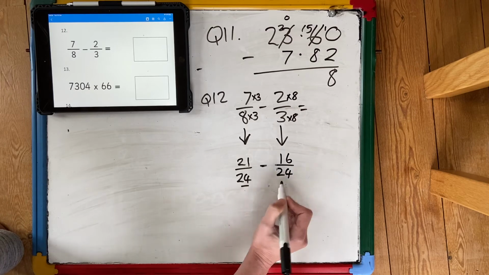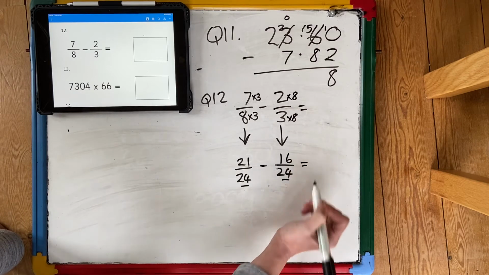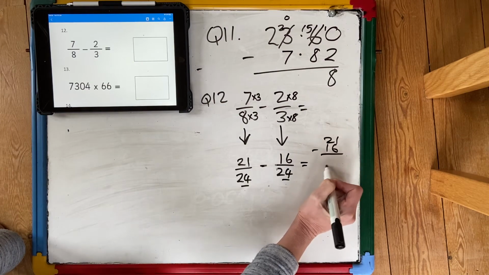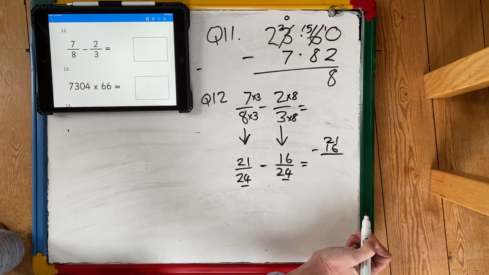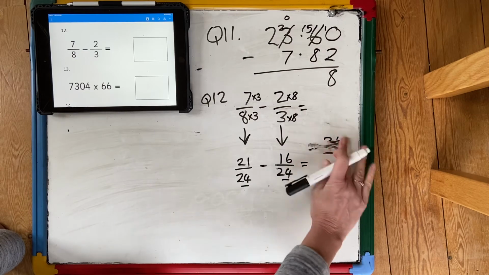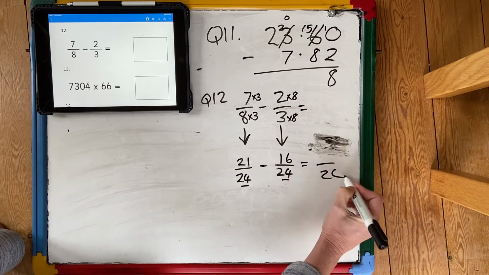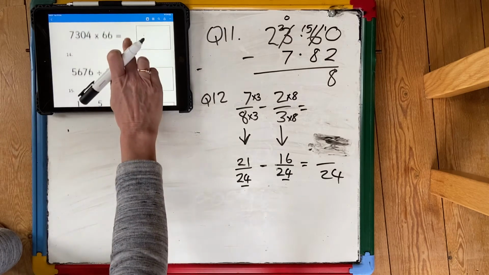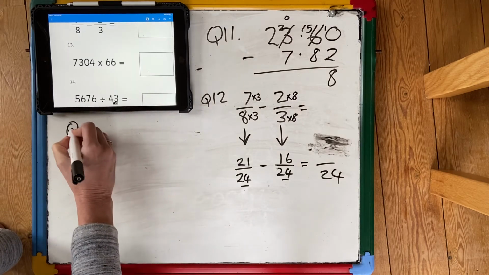Now my denominators are the same. I can now do the calculation. 21 subtract 16, or find the difference between 21 and 16. And then your answer will be something 24ths. Great. Question 13.